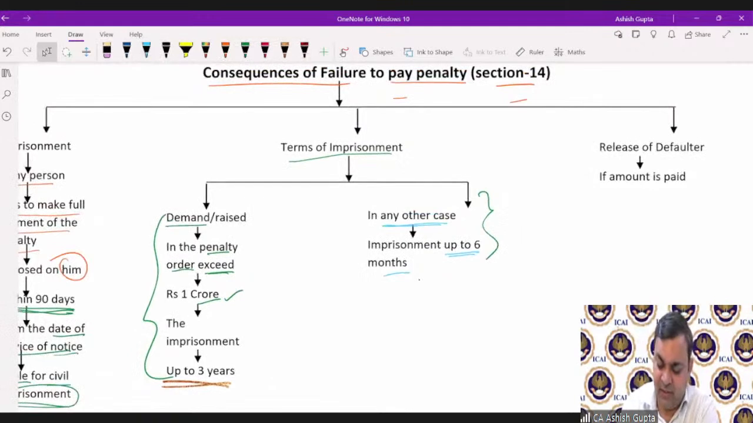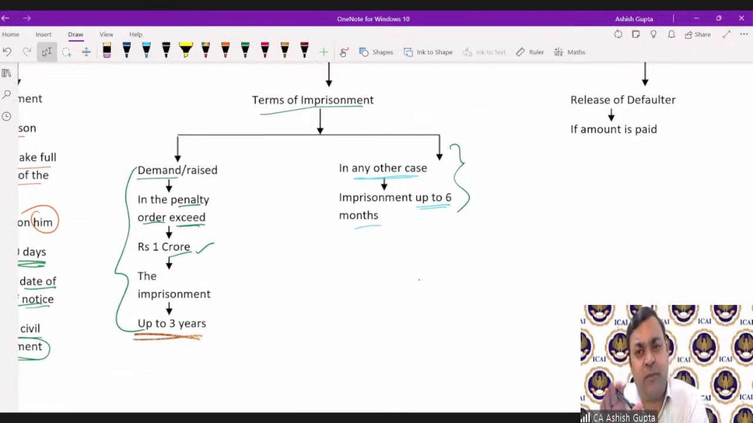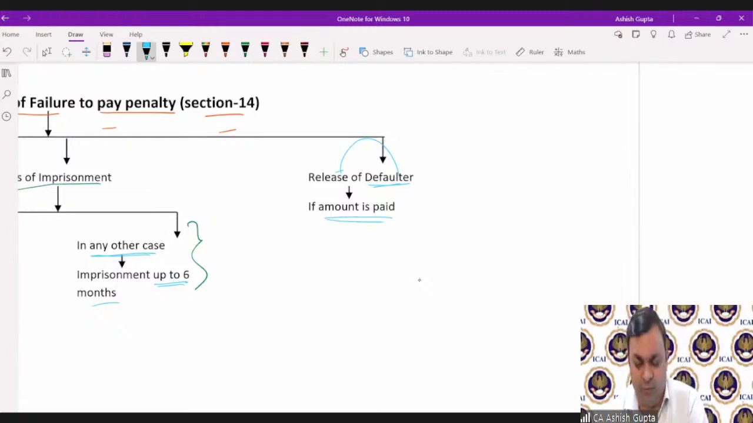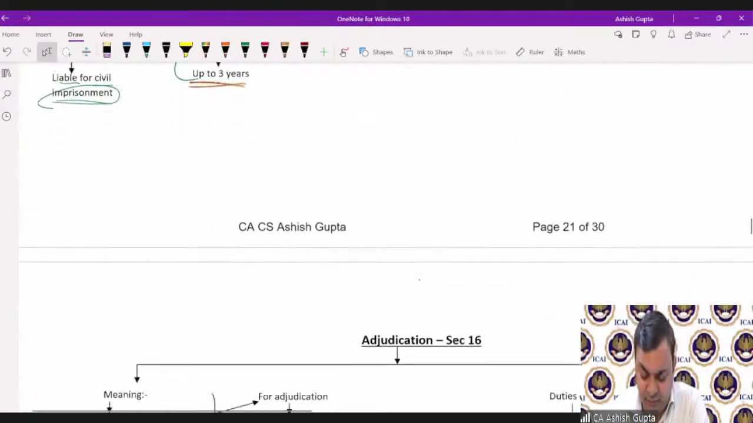Okay, so these are the terms of imprisonment. And what are the terms of imprisonment? If a person fails to pay the penalty amount within 90 days from the service of notice, then there is a concept of civil imprisonment. In case of civil imprisonment, if the demand raised exceeds 1 crore rupees, then there is imprisonment up to 3 years. And this is quite a greater amount, right? In any other case, imprisonment up to 6 months. And if the defaulter pays that amount, then accordingly we need to release that person also, right? So this is the Section 14 part.